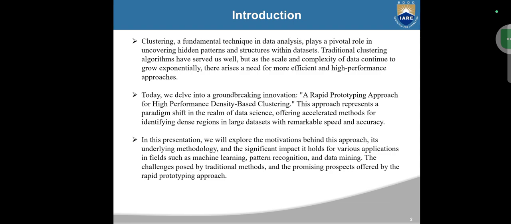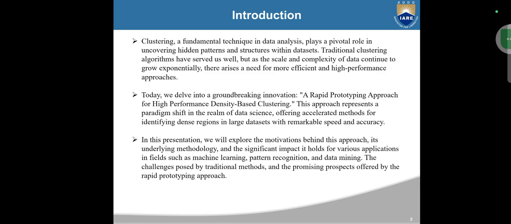Introduction. Clustering, a fundamental technique in data analysis, plays a vital role in uncovering hidden patterns and structures within datasets. Traditional clustering algorithms have served us well, but as the scale and complexity of data continue to grow exponentially, there arises a need for more efficient and high performance approaches. Today, we dive into a groundbreaking innovation, a rapid prototyping approach for high performance density based clustering.